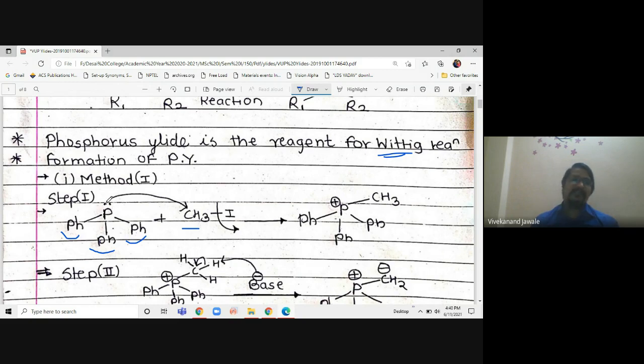This phosphorus is with the lone pair. Okay, this is slightly electronegative, that means it is getting a delta negative charge. So that's why this methyl group will get a slightly delta positive charge here. So that's why this will be attacking and iodine is removed over here. So here such a type of species is formed. Now, this is not our Wittig reagent or this is not our ylide. What is an ylide? An ylide is having a positive charge as well as a negative charge on the adjacent carbon or adjacent atom.